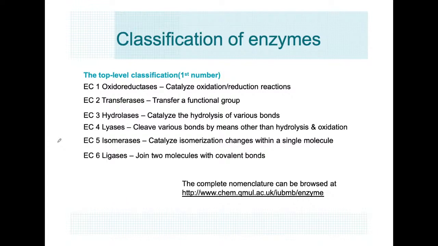So there are six types of enzymes: oxidoreductases, transferases, hydrolases, lyases, isomerases, and ligases. Oxidoreductases catalyze oxidation-reduction reactions. Transferases transfer functional groups. Hydrolases catalyze the hydrolysis of various bonds. Lyases cleave various bonds by means other than hydrolysis and oxidation. Isomerases catalyze isomerization changes within a single molecule. Ligases join two molecules with a covalent bond.